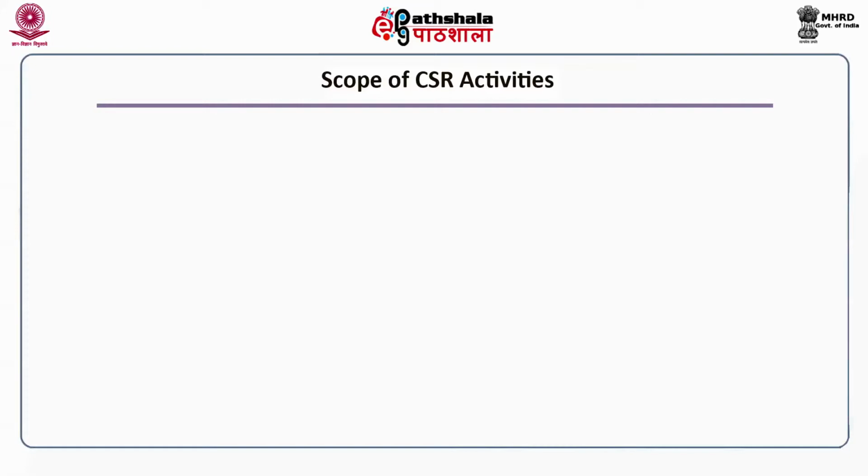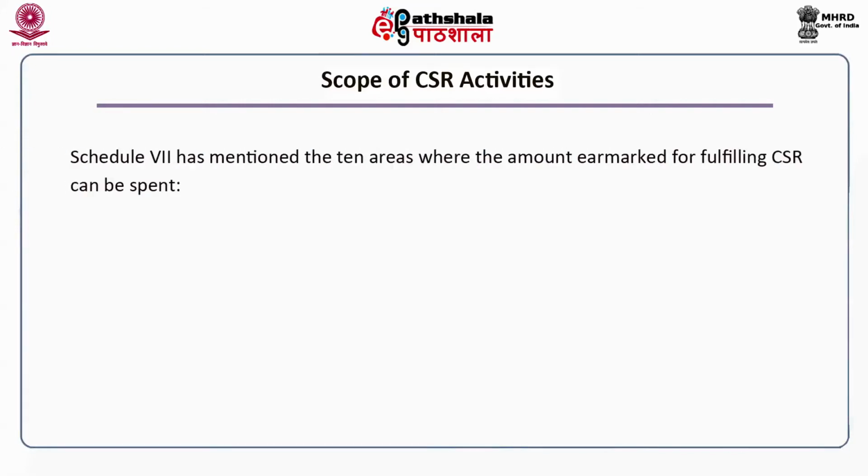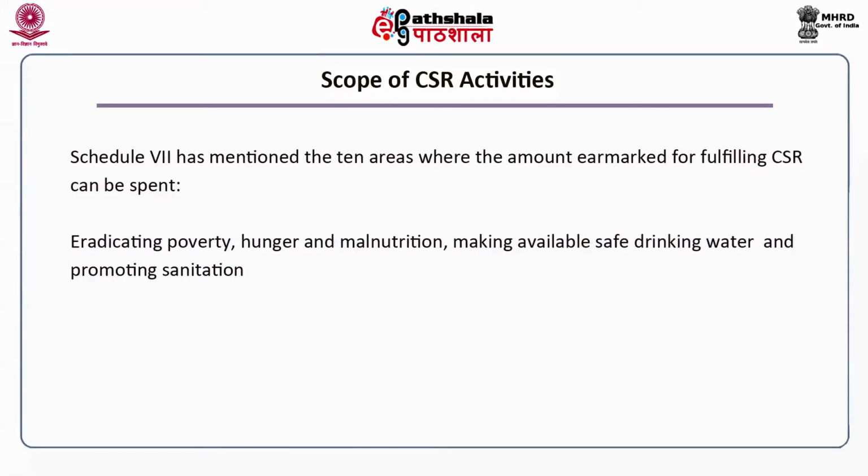Scope of CSR activities. Schedule 7 has mentioned the 10 areas where the amount earmarked for fulfilling CSR can be spent. Eradicating poverty, hunger and malnutrition, making available safe drinking water and promoting sanitation. Promoting education, including employment enhancing vocation skills, especially for women, elderly, differently abled and children, and livelihood enhancement projects.